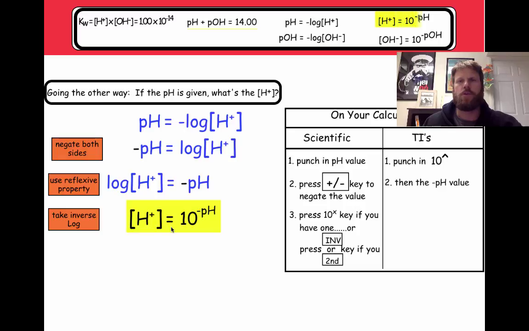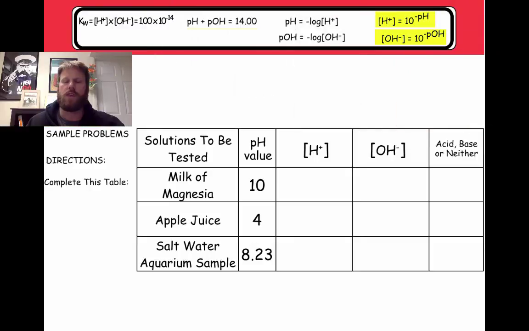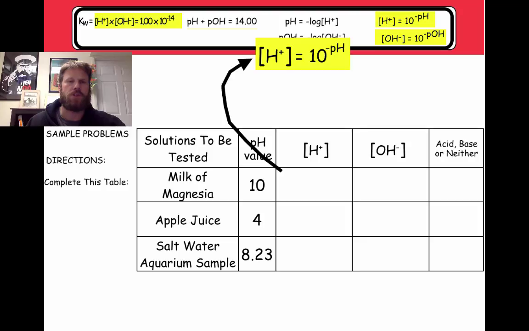So that is another equation we can use in our acid-base unit. We can also find the OH minus concentration by taking 10 to the negative pOH. So let's try this with a few quickies and then one more difficult one. The first two, milk of magnesia and apple juice, are going to result in quickie type problems. We'll be able to use our Kw expression.